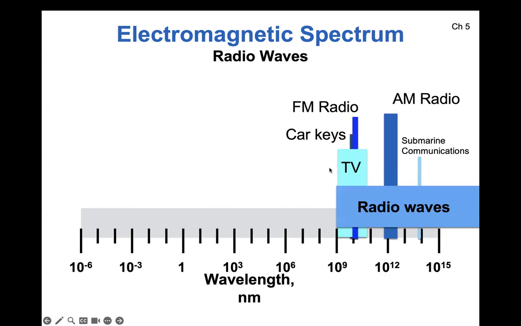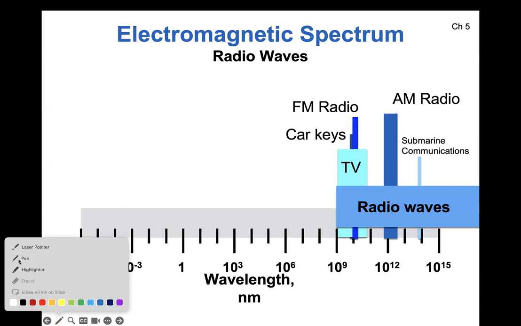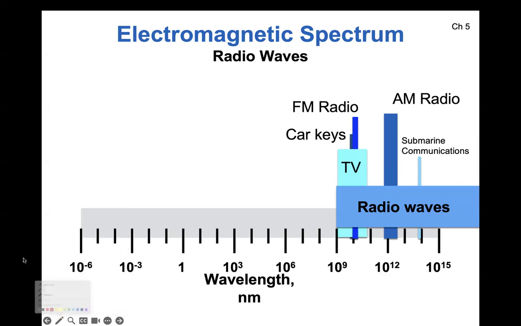Okay, so let's look at our very long waves. The longest wavelength waves of light are radio waves. These are waves that have wavelengths greater than 10 to the 9 nanometers. Well, what is 10 to the 9 nanometers? It's actually just 1 meter. So that's what we're talking about when we talk about radio waves: waves with wavelengths that are 1 meter or longer.